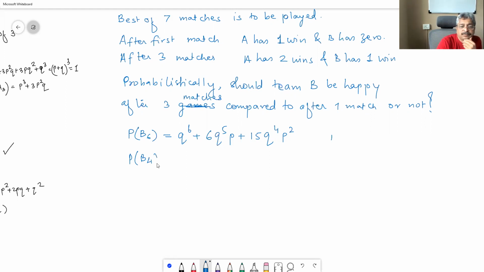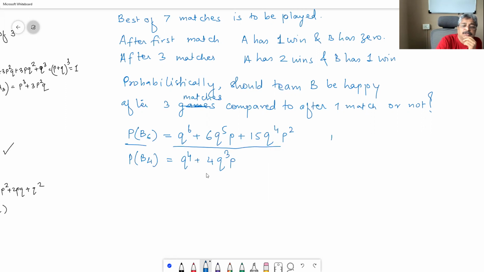remaining matches are 4. In the remaining 4 matches, Q raised to 4 plus 4 choose 1, 4 Q raised to 3P. Either they should win 3 more matches or they should win remaining 4 matches. So this is the probability of B winning the tournament by winning 4 matches overall. That means after the 3 matches, or 6 matches after the first match. So we have to compare these two results, and we will compare it exactly the same way.